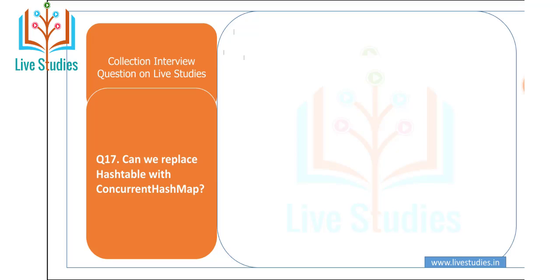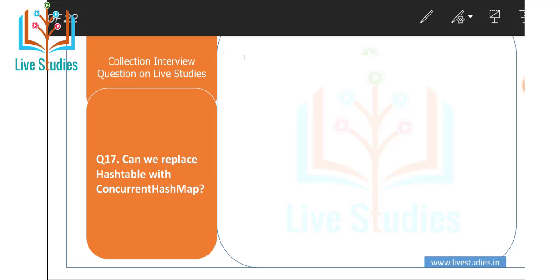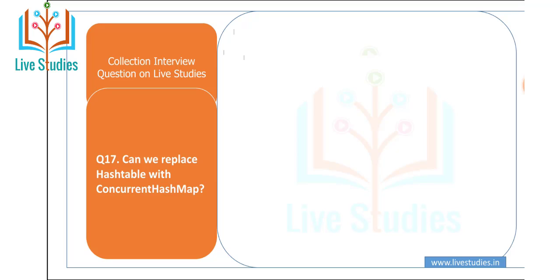Another question is, can we replace Hashtable with ConcurrentHashMap? The answer is yes. We can replace Hashtable with ConcurrentHashMap, and that is what is suggested in the Java documentation of ConcurrentHashMap. But we need to be careful with code which relies on the locking behavior of Hashtable, since Hashtable locks the whole map instead of a portion of the map.